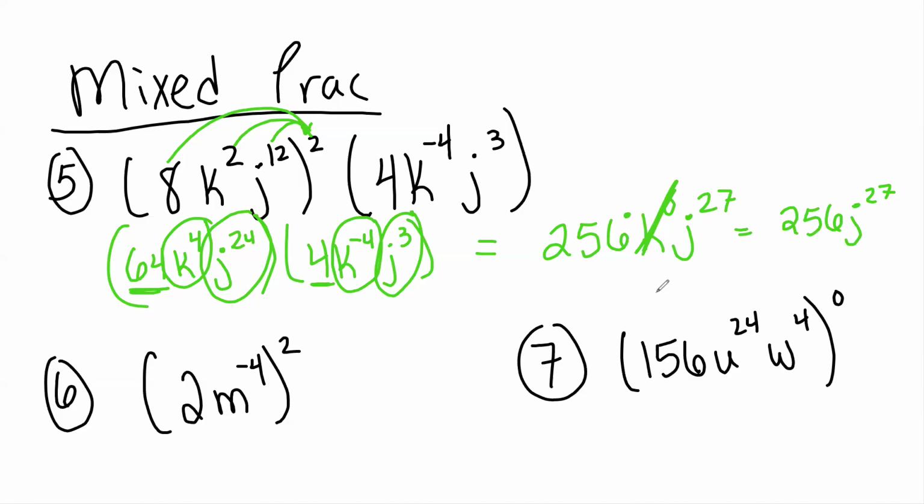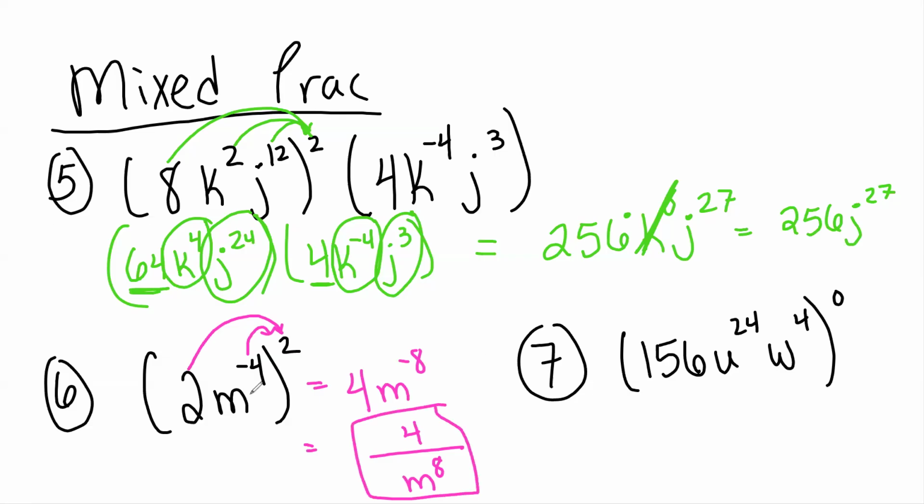Okay. And number 6, 2 squared is 4, and then we multiply to get m to the negative 8, but uh-oh, it's negative. Make a fraction, send it downstairs, it's positive, and the 4 is fine. Leave it on top.